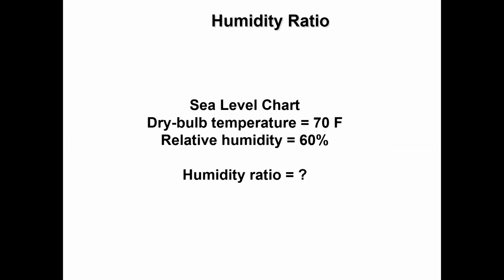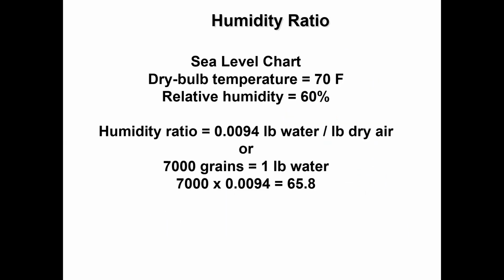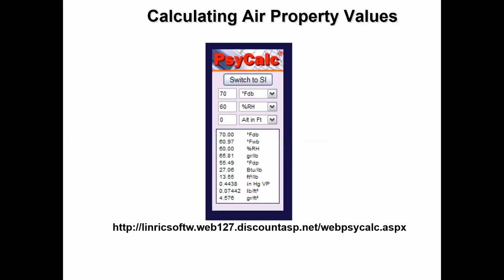And humidity ratio, if we have that point, we can find the humidity ratio. Here humidity ratio is the horizontal line. It shows humidity ratio is 0.09594 pound of water per pound of dry air, and we can calculate in a similar way. And similarly, we can find the enthalpy, because enthalpy lines are also mentioned in the psychrometric chart. And enthalpy is 27 BTU per pound of dry air.